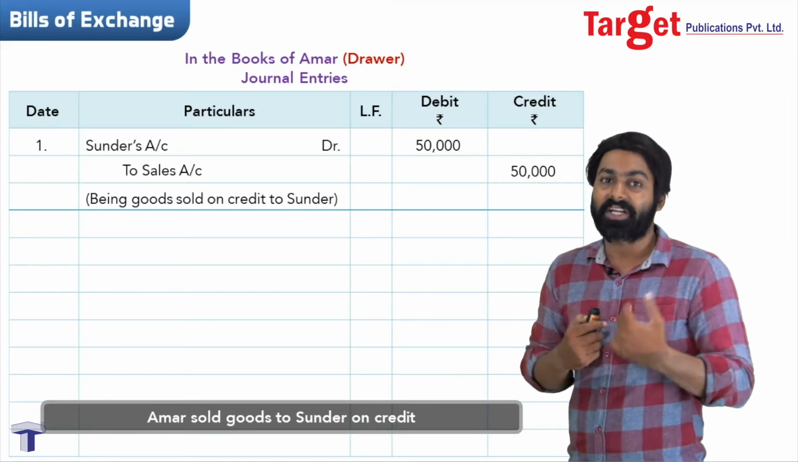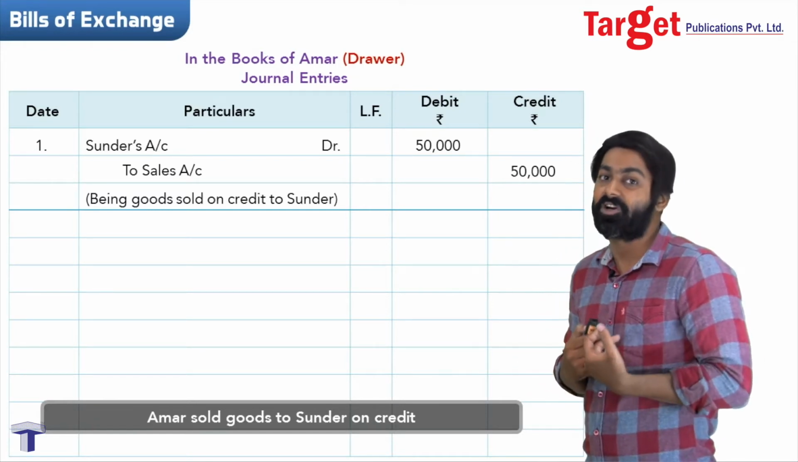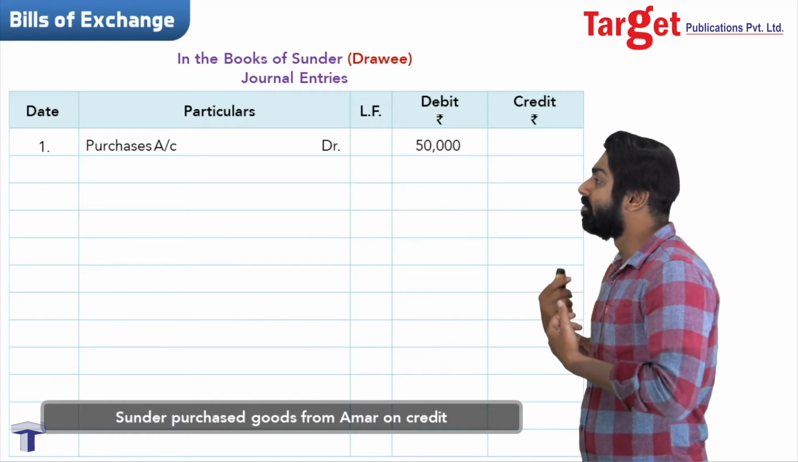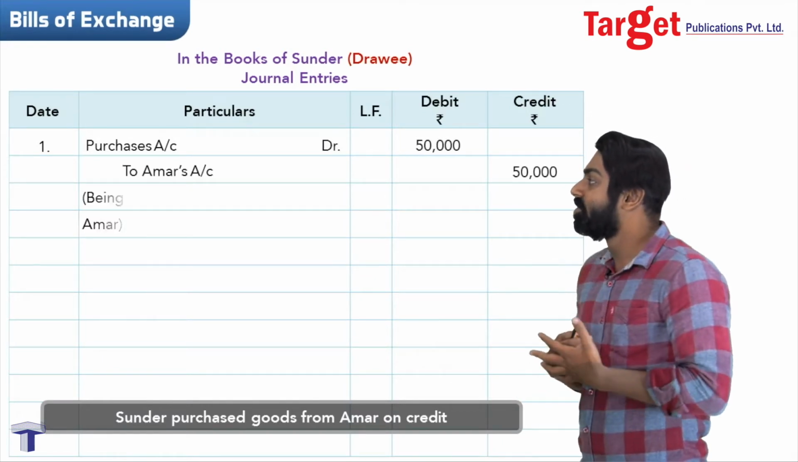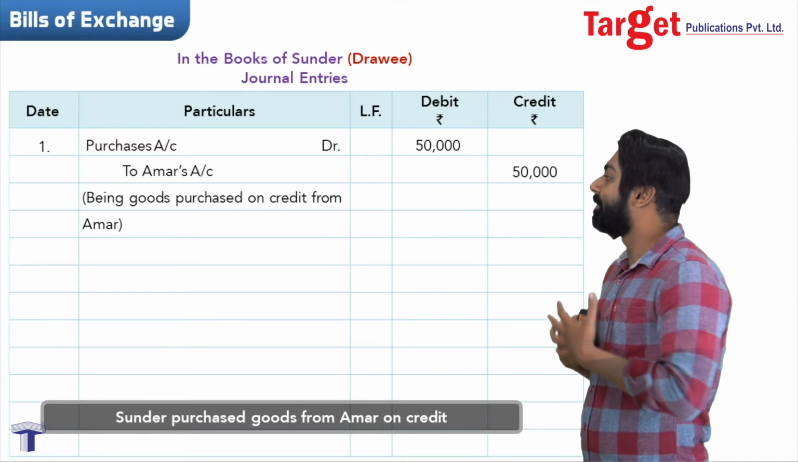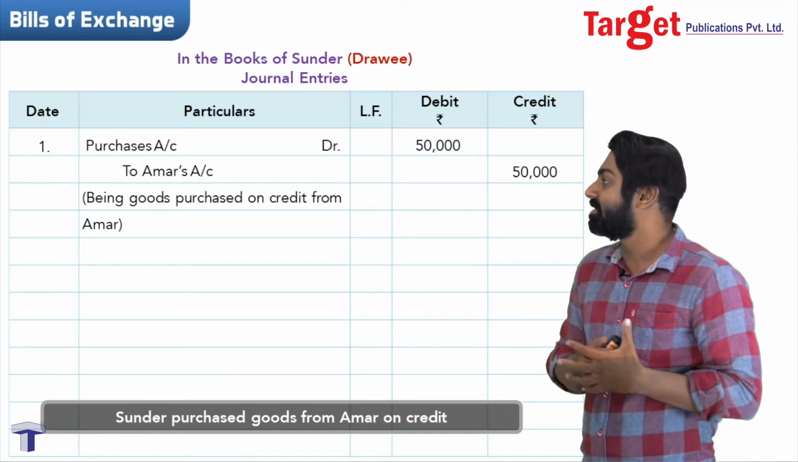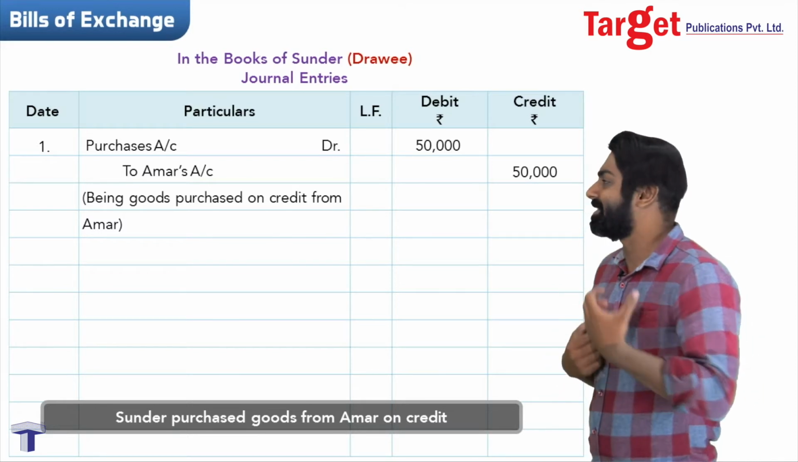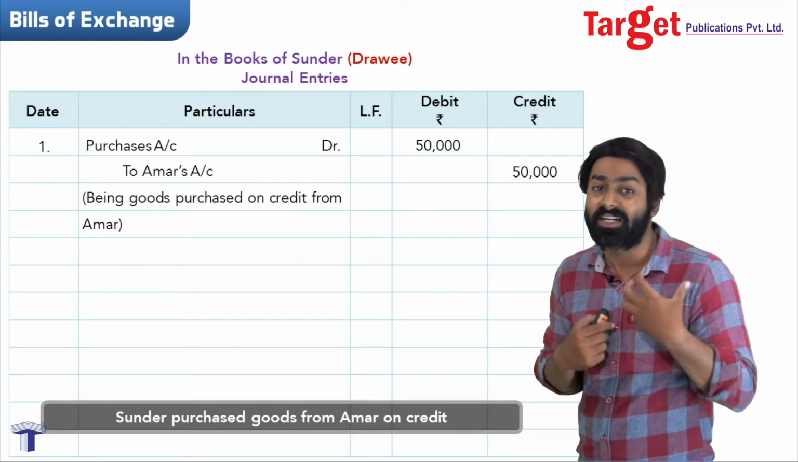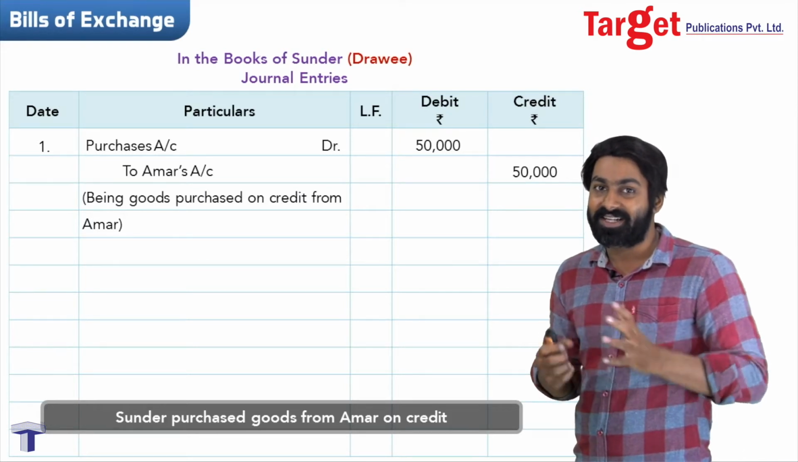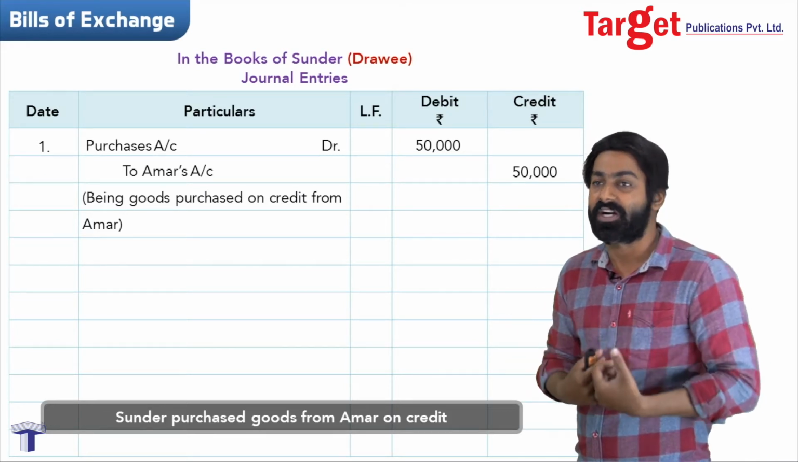Now the opposite entry will be recorded in the books of Sundar for credit purchases. The entry will become purchases account debit to drawer's account. Who is the drawer? Amar. So the entry becomes purchases account debit to Amar's account. Why purchases account debit? Because debit all expenses and losses. So purchases are an expense. And why Amar's account credit? Because credit the giver. Amar is the giver of goods. So you can see one single transaction has different entries in the different books of accounts.